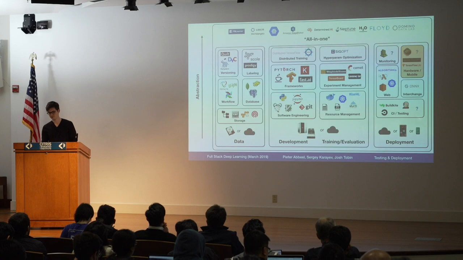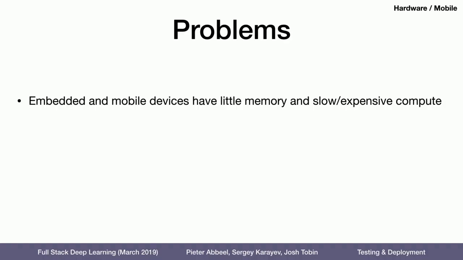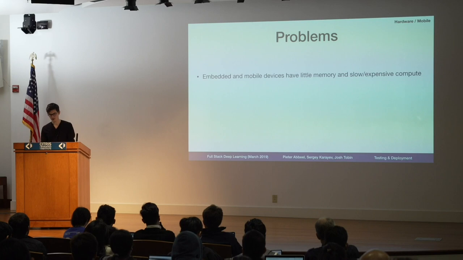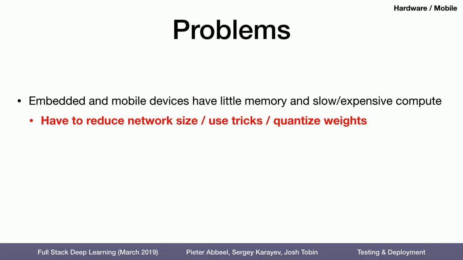Hardware and mobile is the next thing to cover. The problems when it comes to deploying on something other than a nice machine is that maybe it doesn't have enough memory, or maybe it has a low power processor, so it's actually very slow. Or maybe it'll eat up your battery, so it's expensive to compute on this device. So often what people do is they reduce the network size or use some kind of tricks or potentially quantize the weights to deal with these problems.